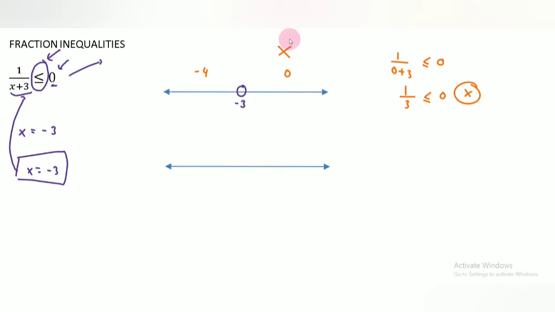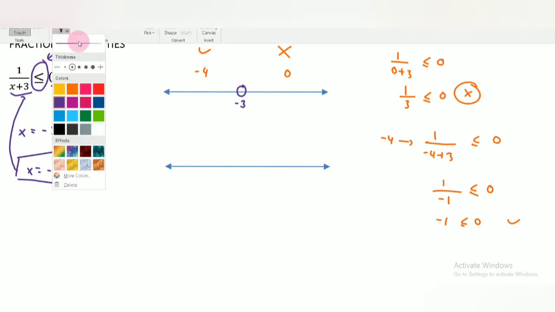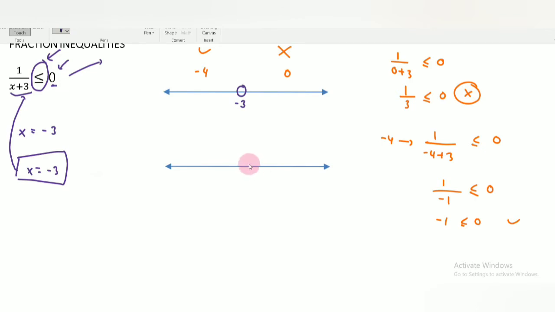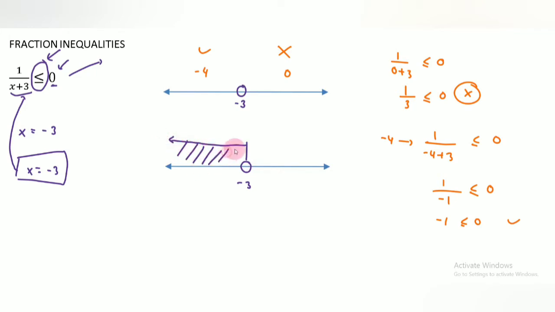So I will just pretend that I don't know whether the other area satisfies it or not. Let me use -4. If I put -4 into the inequality, 1 over -4 plus 3 less than or equal to 0, it means 1 over -1, so -1 less than 0. It satisfies. Therefore, your answer is less than -3. So the final answer: all values of x that are less than -3, but not including -3.